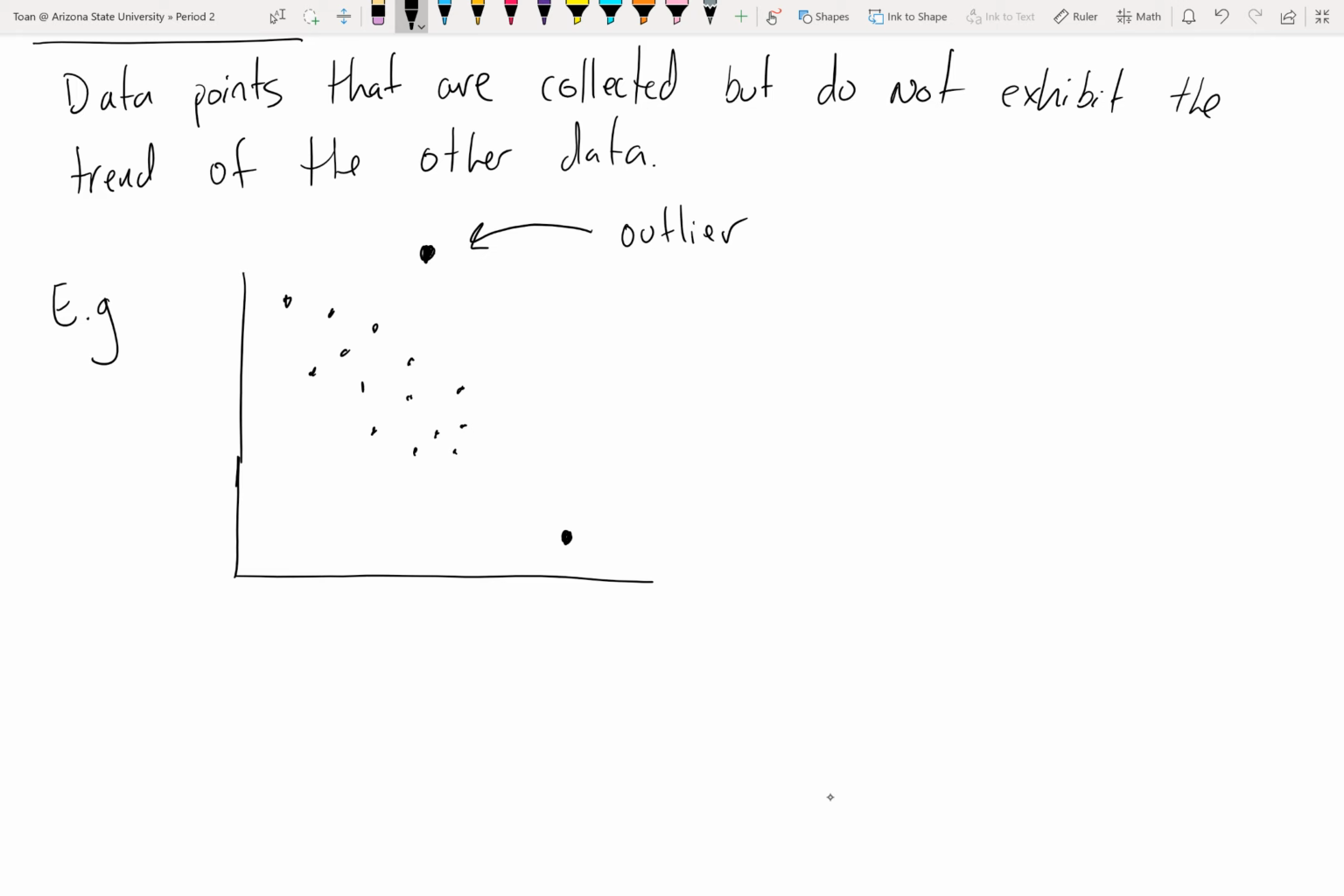Because the general trend is down and to the right, and this guy's way up there, so something wicked happened there. Maybe my instruments were faulty, maybe I didn't measure things correctly, or maybe he's just that extreme, but I consider him an outlier. This guy down here, though, I would not consider an outlier. Although he is far away from his buddies, he does sort of exhibit the trend of the rest of the data points going down and to the right. So just because a data point is far away doesn't necessarily mean he's an outlier as long as he follows the trend. Does that make sense? All right.